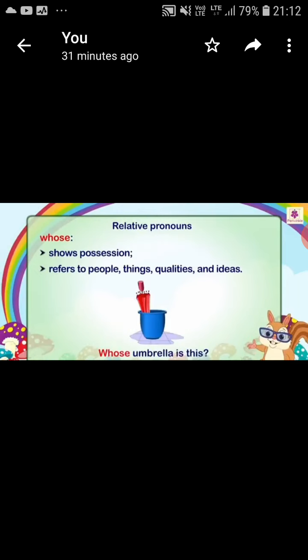And whose is used to show possession, just to show the authority. When we talk about showing the ownership of something, that is called possession. And whose is used to refer to people, things, qualities and ideas. Whose umbrella is this?